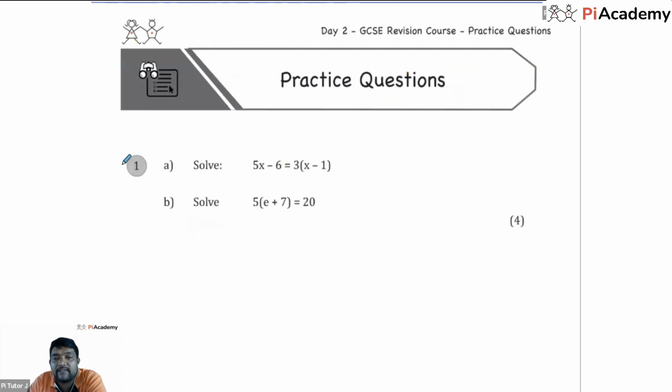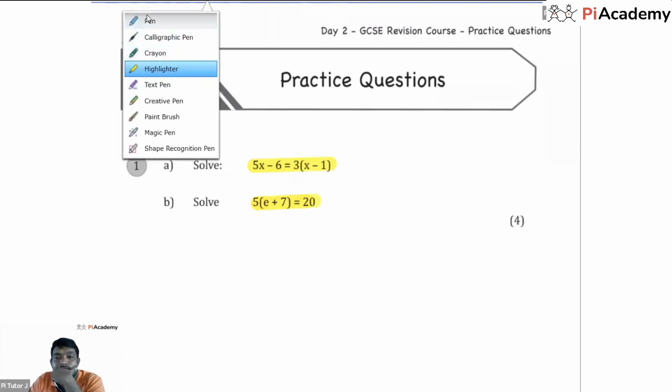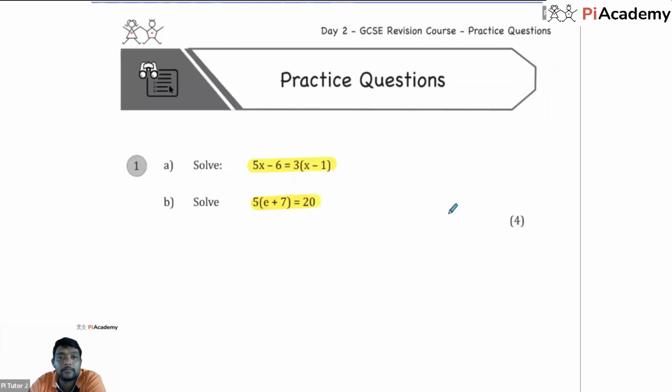Now here you go. First thing is solve. You're asked to solve the equations. Solve 5x minus 6 is equal to 3(x minus 1), and 5(e plus 7) is equal to 20. Can you do this? You'll have to finish this in 1 minute.